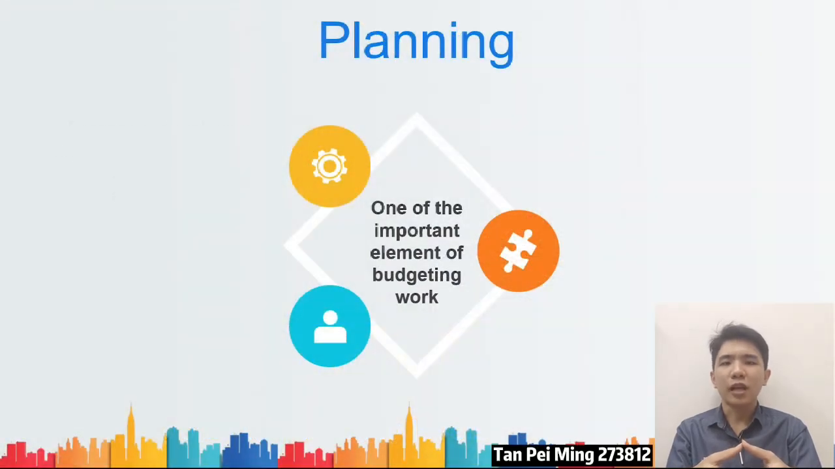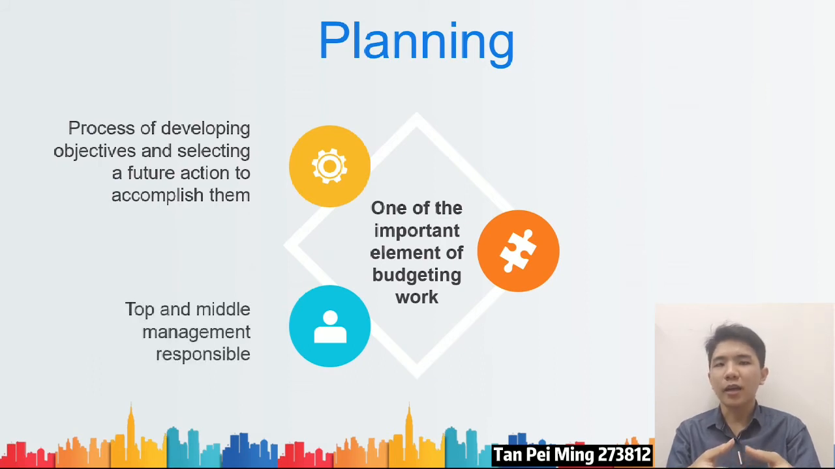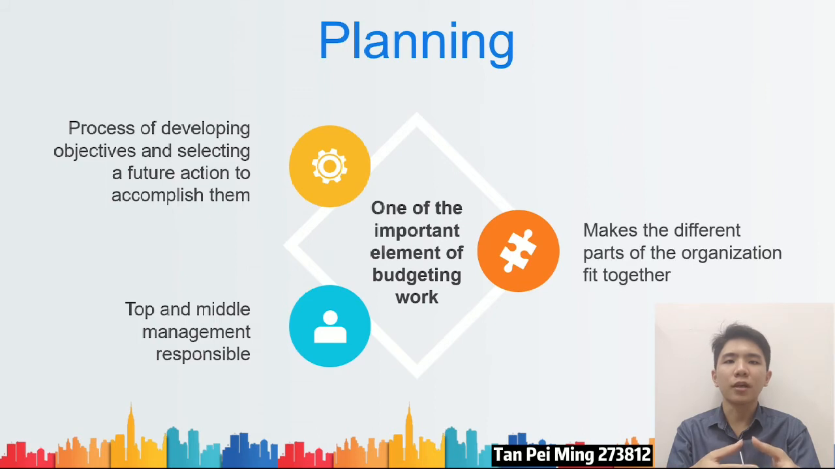Planning is one of the important elements in the process of preparing the budgets. We know that planning is the responsibility and the activity that is usually done by the top and middle management. The top and middle management are involved in the process of developing objectives and selecting future actions in order to achieve those objectives. But sometimes different functions or departments in an organization will have their own objectives to achieve. Budgeting acts as a glue that makes different parts of the organization fit together. It harmonizes the enterprise strategy with its organizational structure and the tasks that need to be done to implement the strategy.